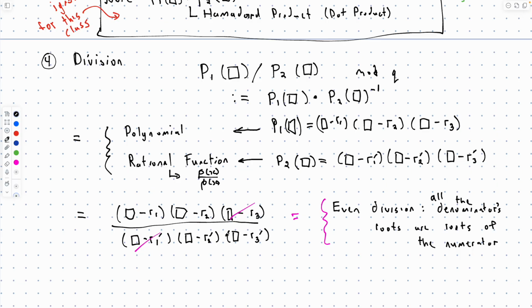Okay, so whatever's on the bottom, it's going to have a set of roots. If the top thing has the exact same roots, it might have more than that. So it might be a bigger degree polynomial, but if it has exactly the same roots, or at least all of these roots and then maybe some other roots as well, then it's going to be an even division. Then the result will be a polynomial. This division will result in a polynomial. And otherwise, we won't be able to divide it, so we'll end up with a rational function.